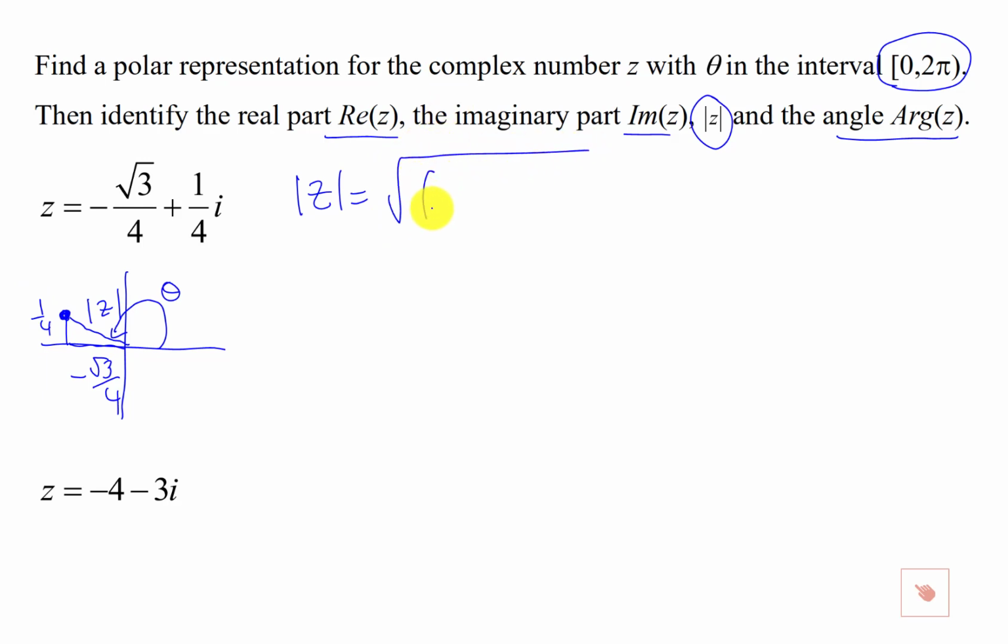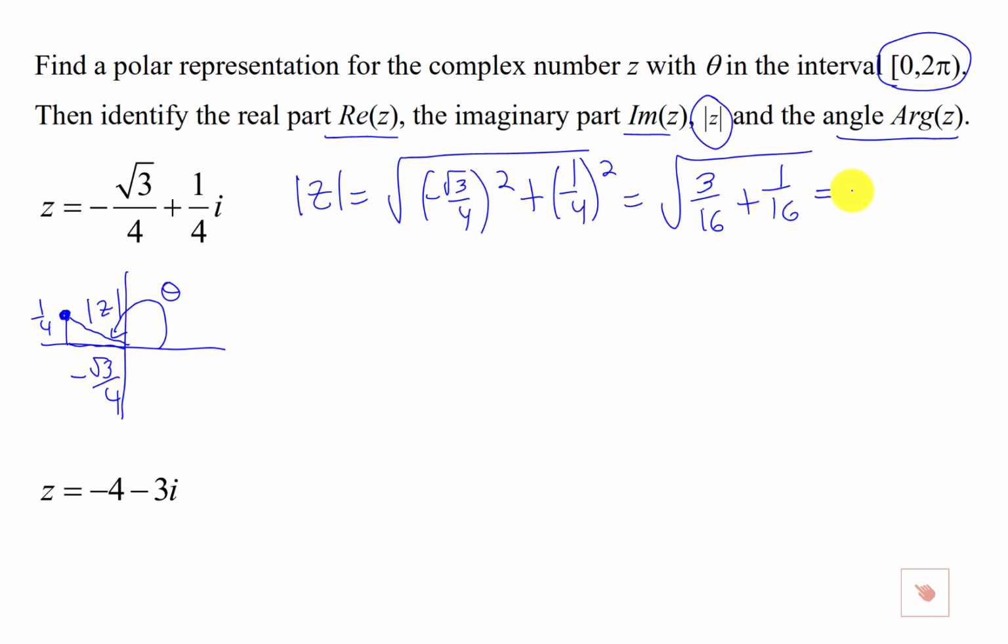The square root of negative square root of 3/4 squared plus 1/4 squared. And so the negative's gone, square root of 3 squared is just 3. 4 squared is 16. And then 1/4 squared is 1/16, so that looks like that's going to be 4/16, which reduces down to 1/4. Square rooted is 1/2. So our modulus is 1/2. The length of that line right there is 1/2.